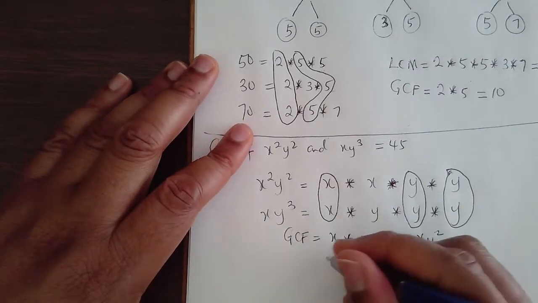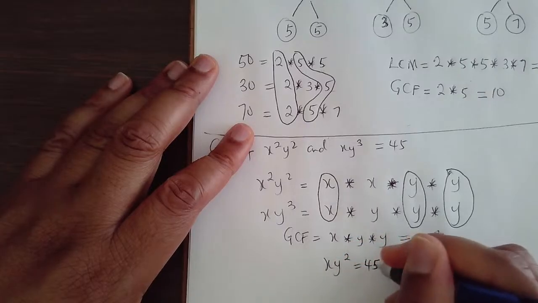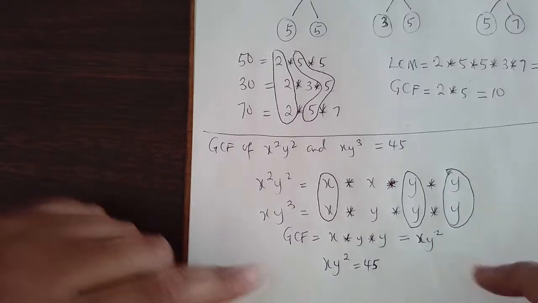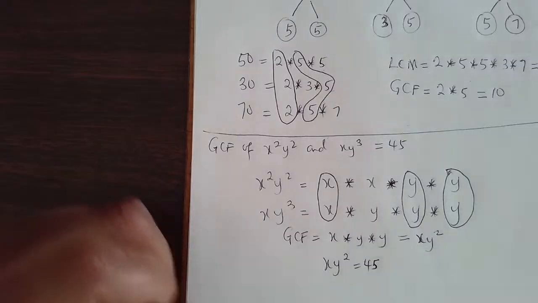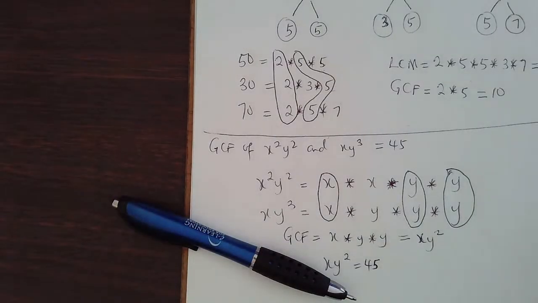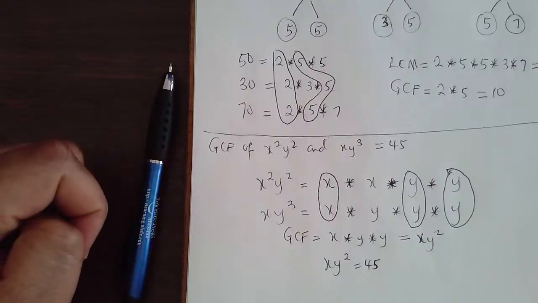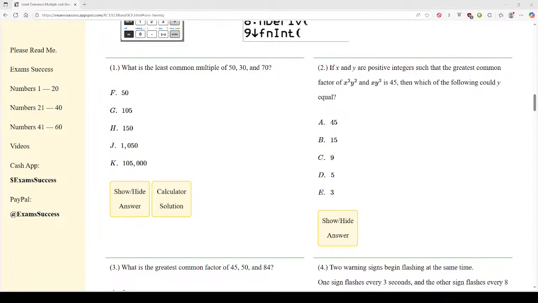So this means that xy squared is 45. And the question is, what could y be? If we look at the options here, because this is a multiple choice test, remember we have xy squared equal to 45. So y could not be 45, because that would be 45 squared. It will not give us 45. y cannot be 15 either, 15 squared won't give us 45. y cannot be 9, 9 squared will not give us 45.